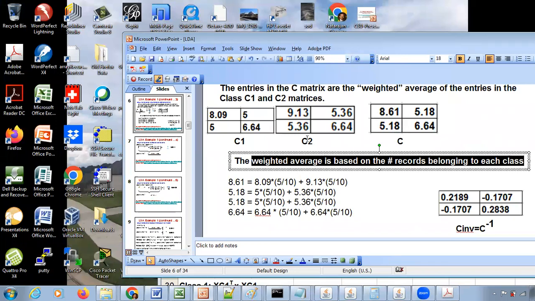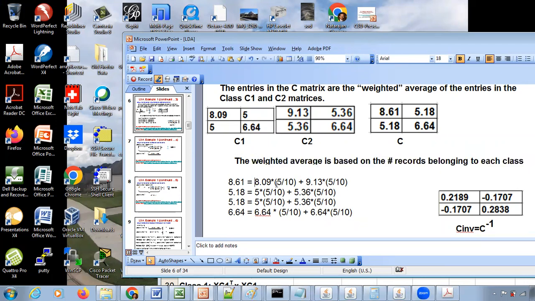So how we get these entries is, here we have 8.09 from class 1, and class 1 has 5 records. So we take the fraction, that's like a weight: 5 of the 10 records are for class 1. So it is 8.09 times 5 over 10, plus this 9.13 comes from class 2, and it has 5 of the 10 records. So take a weighted average. So this is called the weighted average. It comes out to be 8.61, so it's kind of in between the two.